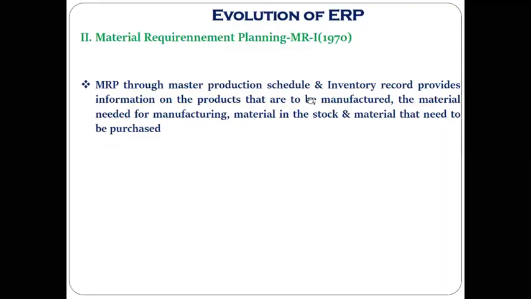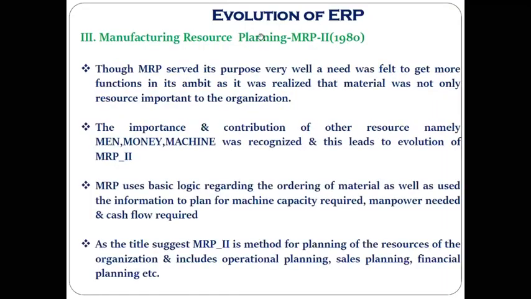Yes, sir. Let's see the next, the third, manufacturing resource planning, which is mentioned here as MRP2, and which was started in which period? 1980. The name of the third stage in the evolution of ERP was manufacturing resource planning. If you think about our previous two evolution stages, the first was the IMC and the second was also related with the material requirement, the material requirement planning. In both these cases, which resource management is getting done?